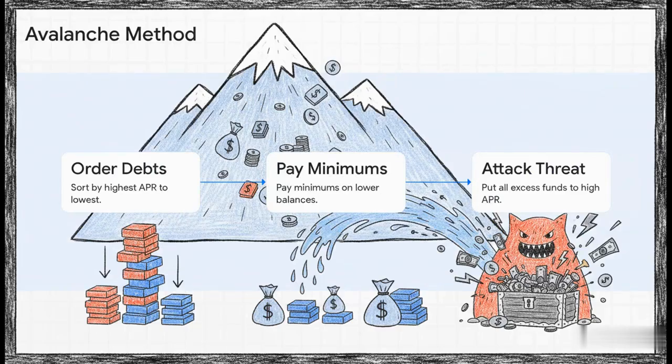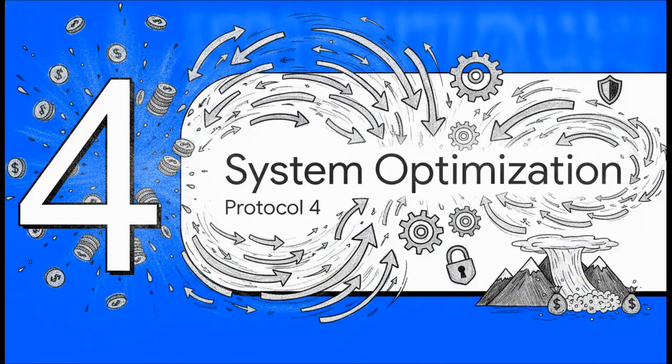To mitigate this compounding threat, we're going to deploy the avalanche method. This strategy is purely mathematical, and frankly, it's ruthless. First, you order all your debts by their interest rate, from highest to lowest. Next, you pay only the bare minimums on all lower interest balances. Finally, you take every single drop of excess capital and hurl it at the highest APR threat, in this case, variable D. This minimizes the total interest paid over time and stops the daily mathematical bleeding faster than any other method out there. But to see exactly how fast we can neutralize variable D, we first have to find our margins. Protocol 4, system optimization.